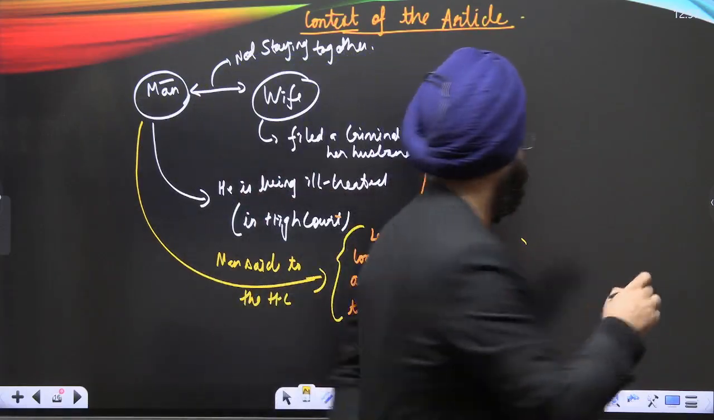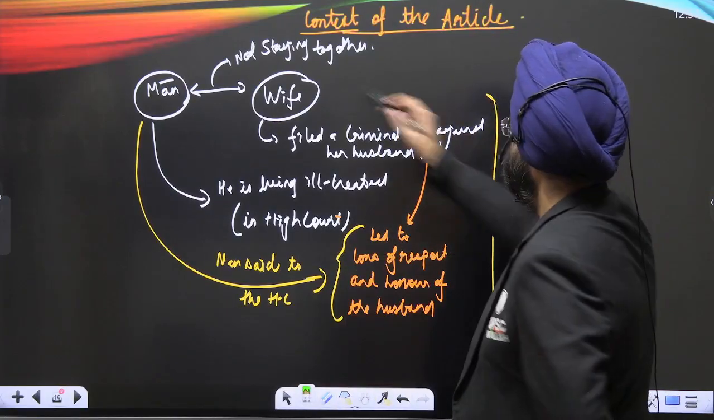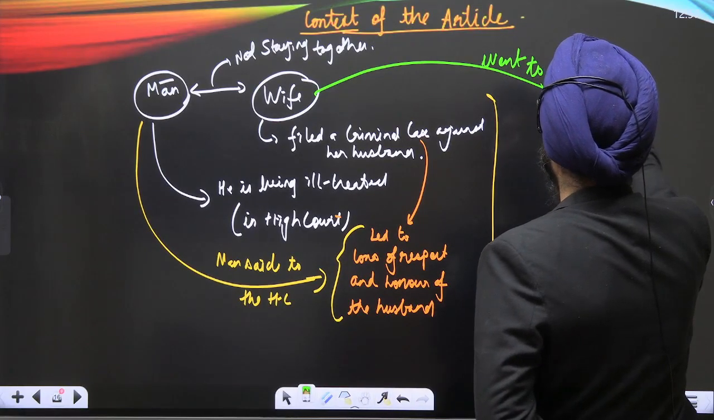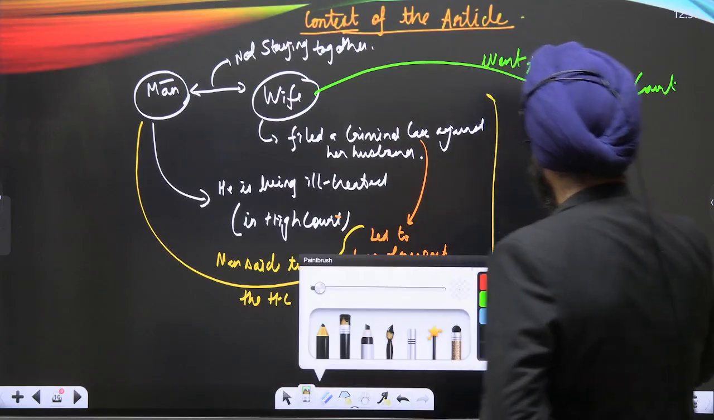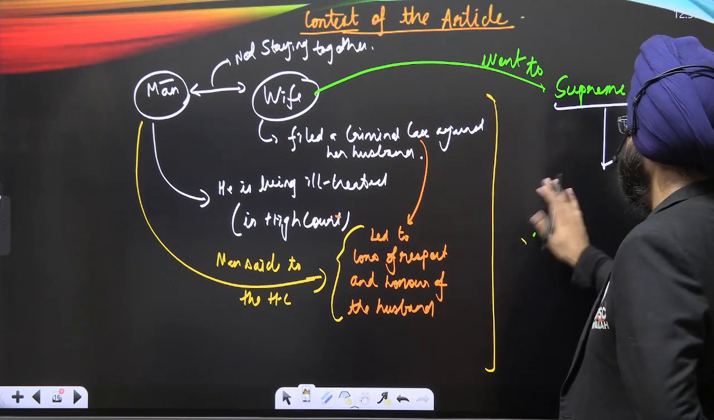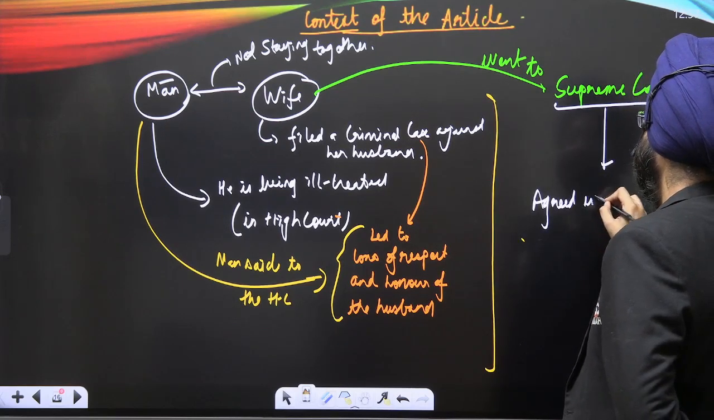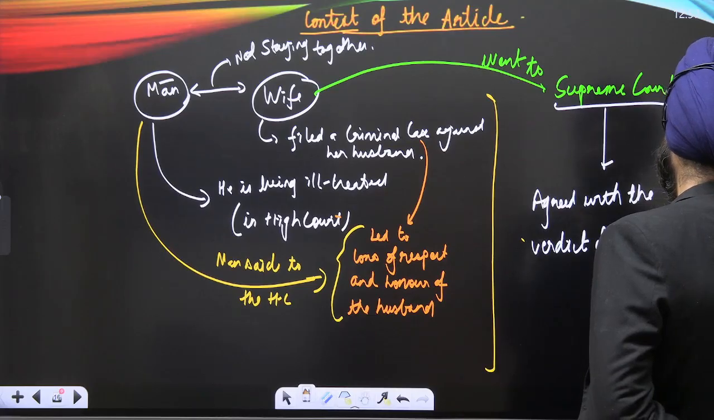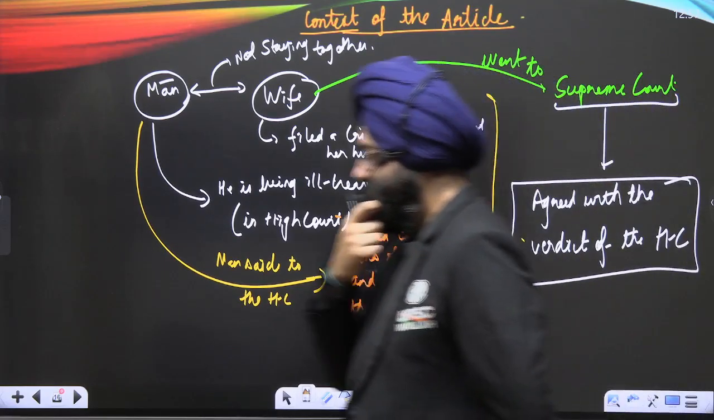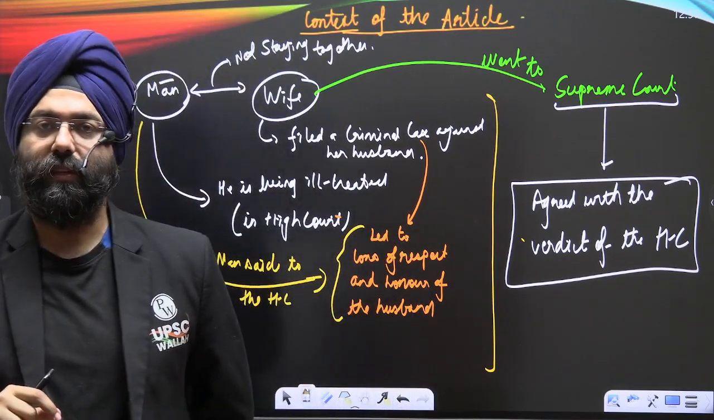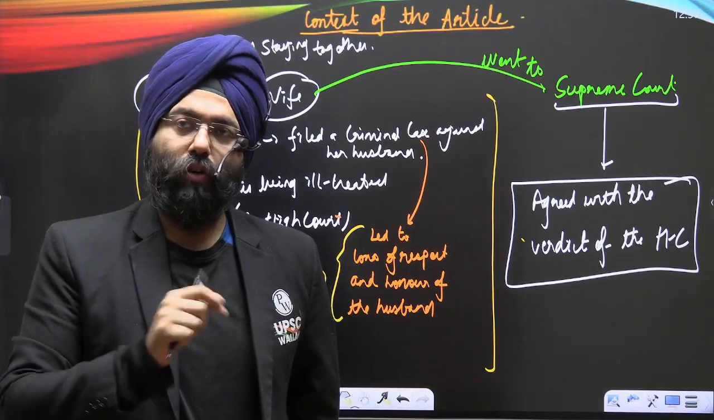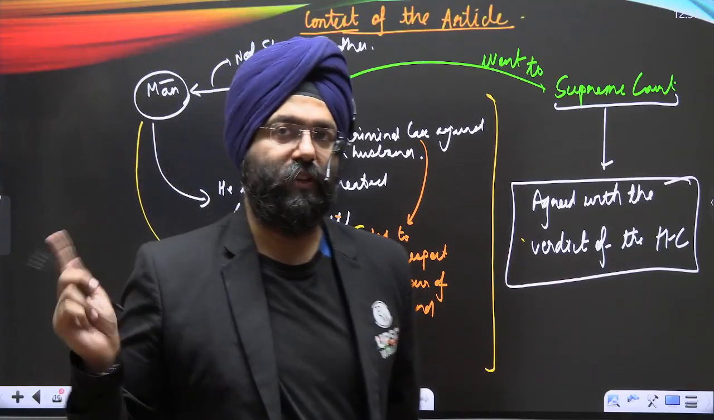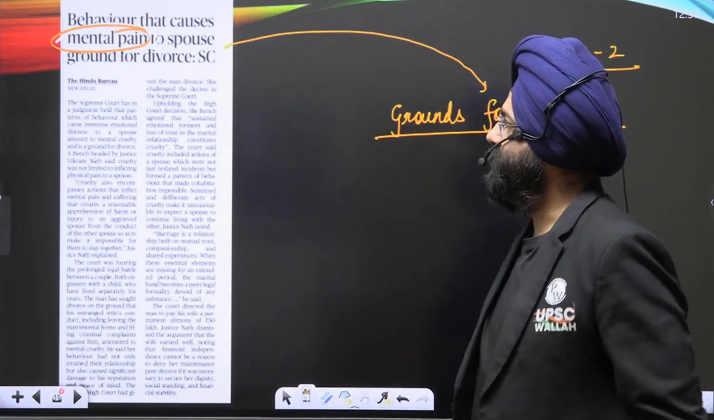Now the woman after this, post this, the wife went to Supreme Court. The Supreme Court agreed with the verdict of the High Court, saying that the treatment that is being given to the man is giving mental pain, along with it harassing the man, so the divorce shall be granted to the man. And that is what again over here was mentioned in this particular article, that behavior that causes mental pain to spouse is a ground for the divorce.